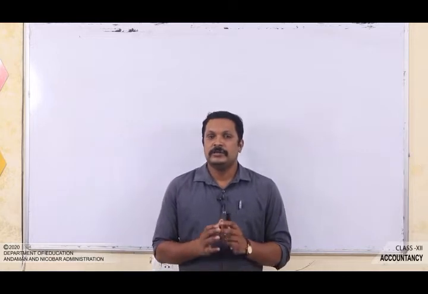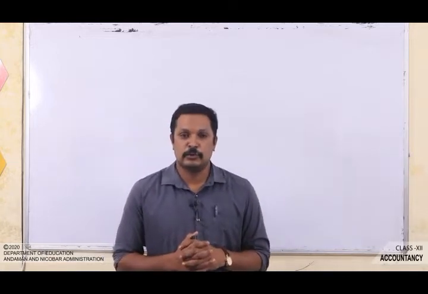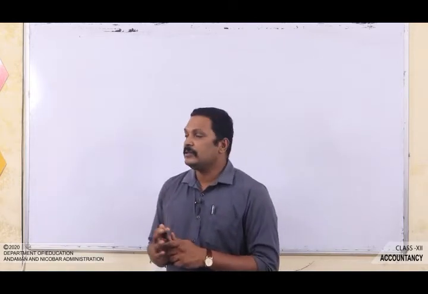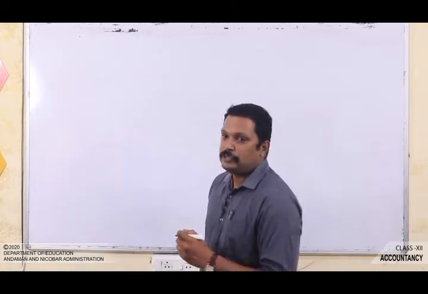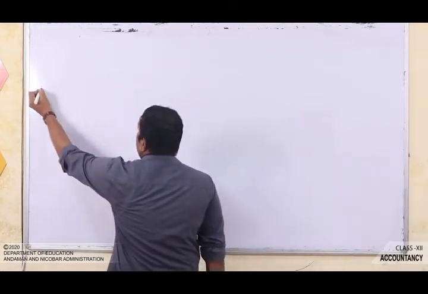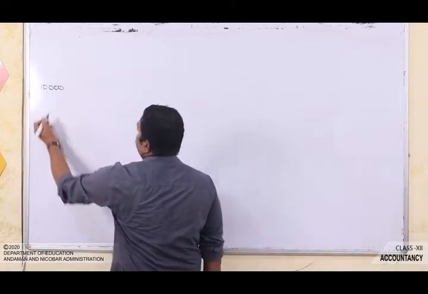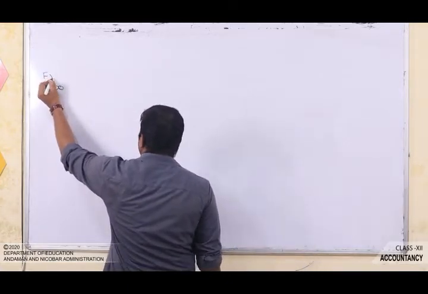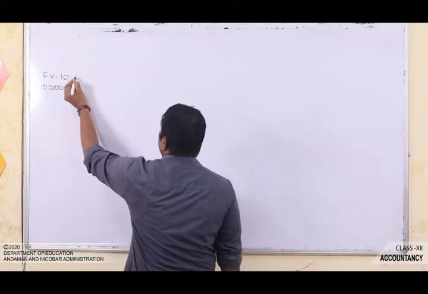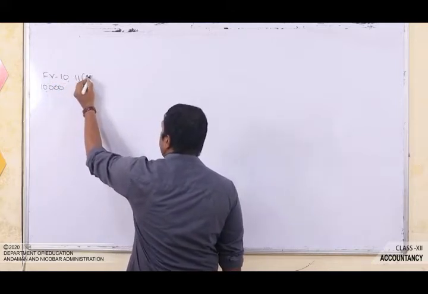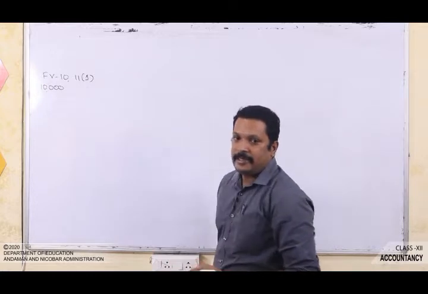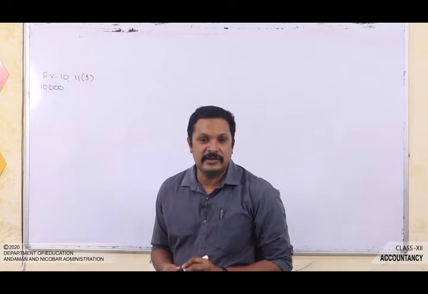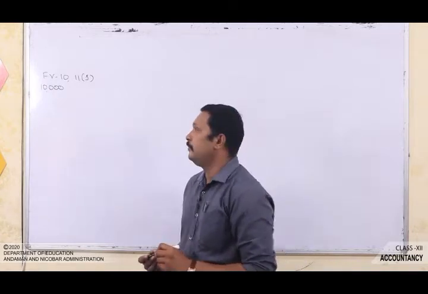So this is the question given. We have to take the key points. What are the main points given in the question? How many shares were issued? The company issues 10,000 shares. What is the face value? The face value is 10, but it issued at 11 rupees. It means 1 rupee premium. The actual value of the share is 10, but the company issues at rupees 11. It means the company issues at a premium.